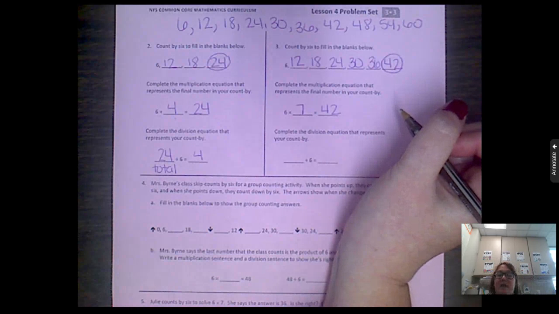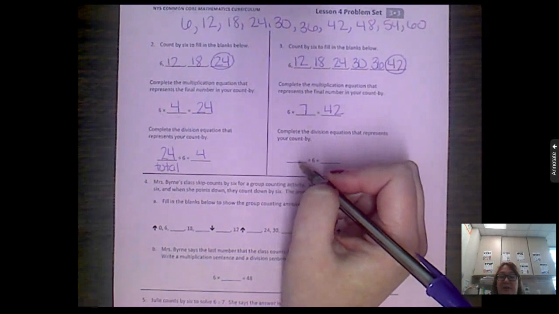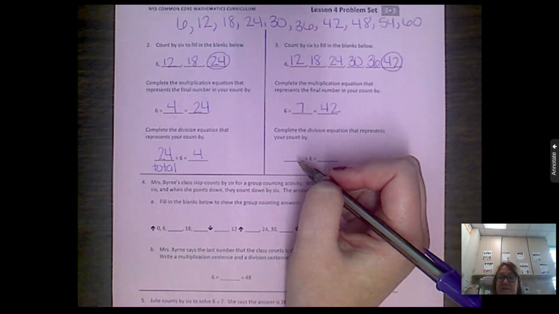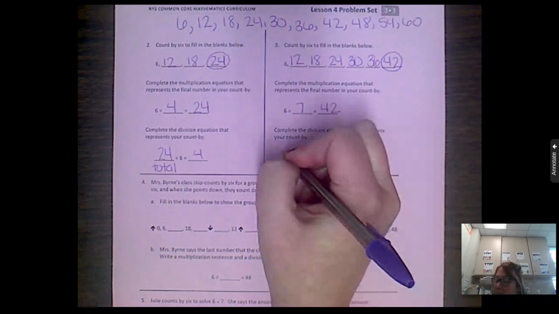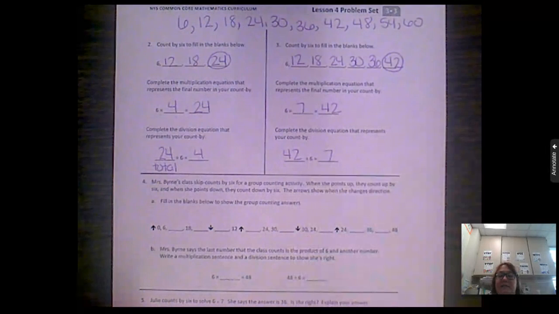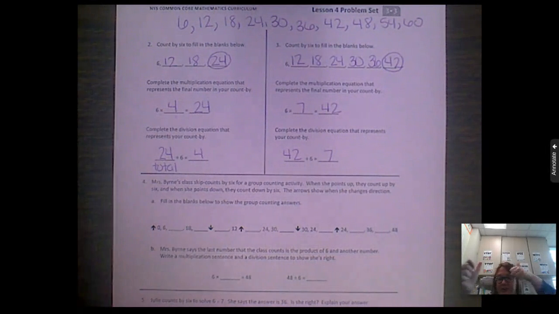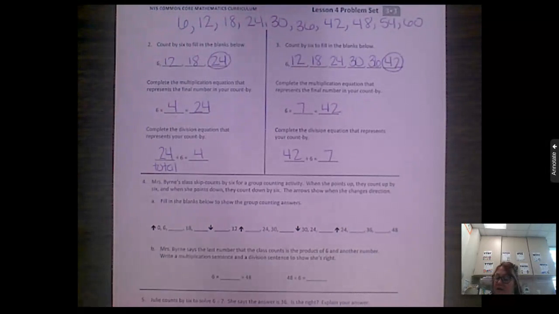Nice work. Okay, and then for your division sentence, what did you put for the first number in your division sentence? Did you put 42? Good, because 42 is our total, right? So 42 divided by 6 equals 7. How did we do? Did you get it? Good, and if not, that's okay, because we know that mistakes help our brains to grow, as long as we are paying attention to our mistakes so we can fix it next time, right? All right, let's look at number 4.